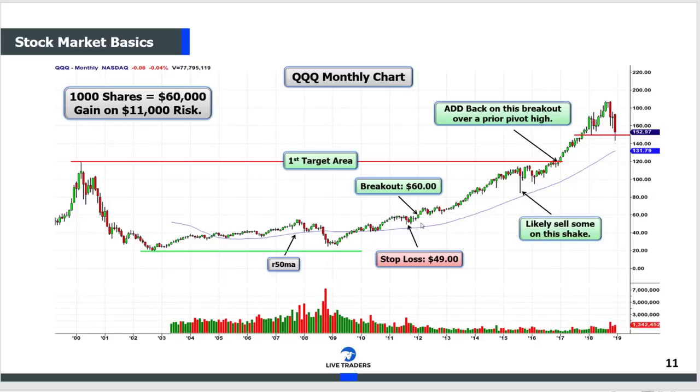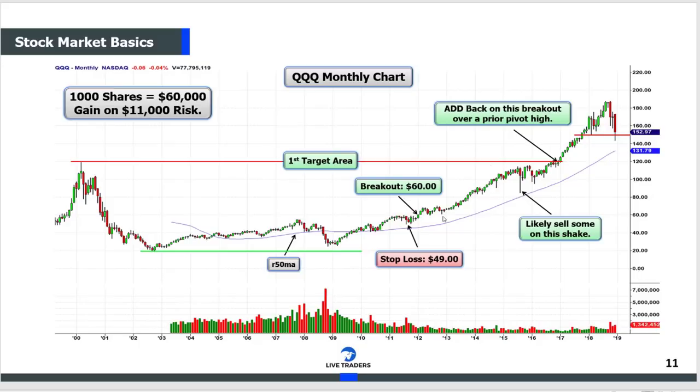It is, right? But if you bought 1,000 shares of the Qs back in 2012 and you just held on to it, managed it out on pivots, maybe this tail gets you. Maybe that little shakeout gets you. All right. But look where you'd be at. I mean, my goodness. I mean, the Qs nowadays are in that 180 to 200 range. Do the math on that.